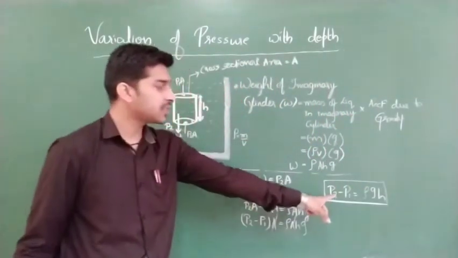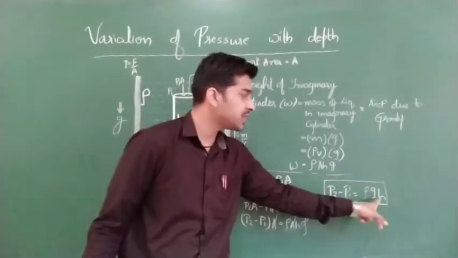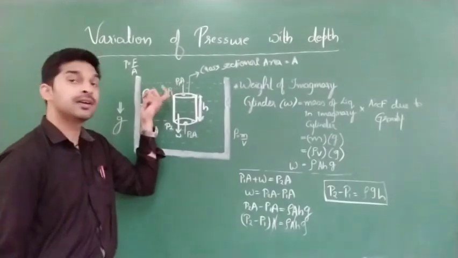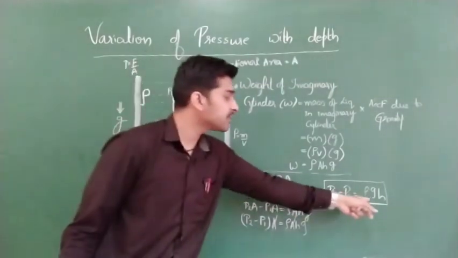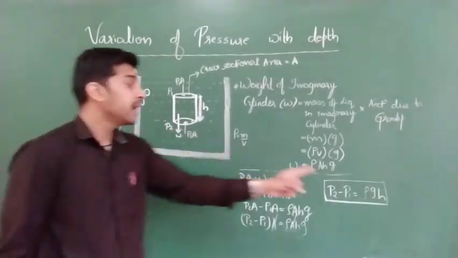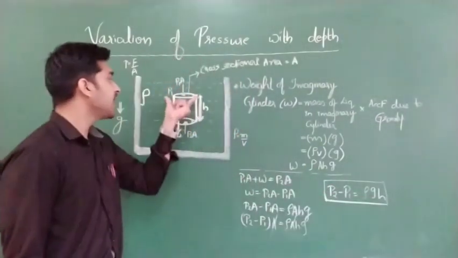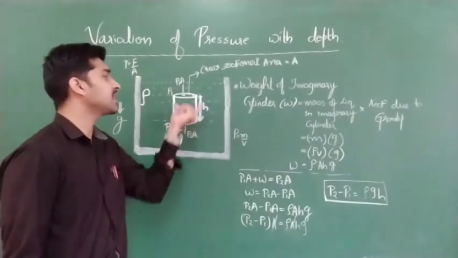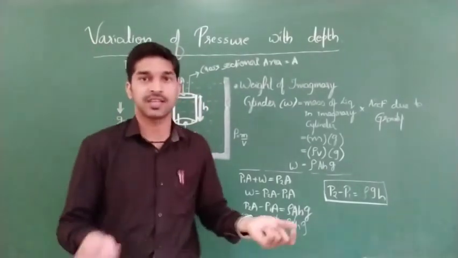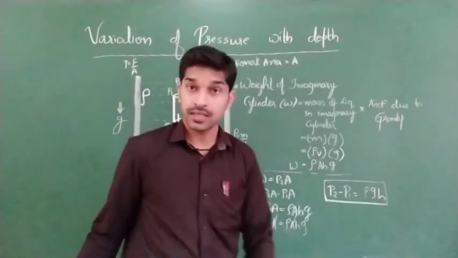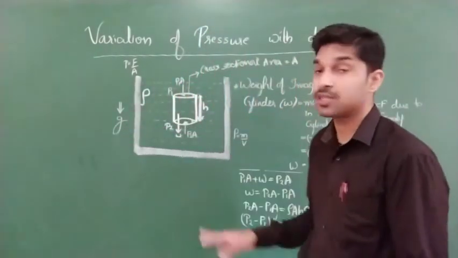Here P2 minus P1 is equal to rho GH, where rho is the density of the liquid. G is the acceleration due to gravity acting in downward direction. H is the height of this liquid column. Sometimes we will be treating it as height, sometimes as depth, but the notation is H. This derivation is important from your examination point of view.